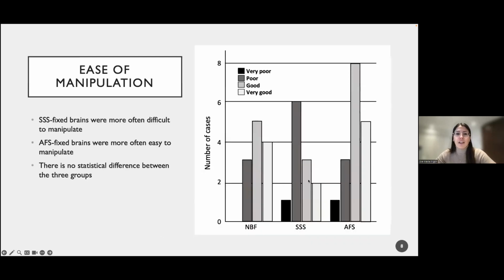And we found that the salt-saturated solution showed more often brains that were difficult to manipulate. And we also found that the alcohol formaldehyde fixed brains were more often easy to manipulate, but there was no statistical difference between the three groups.